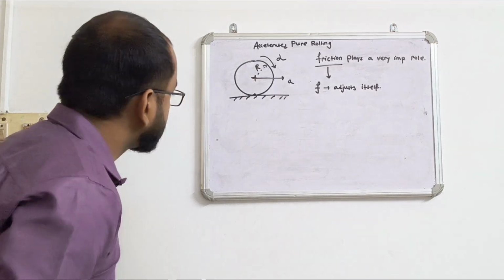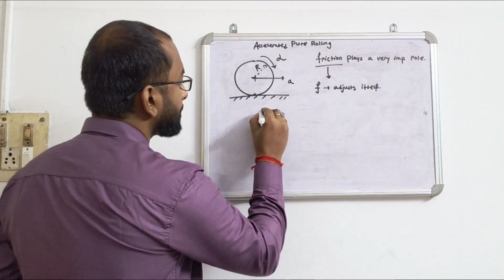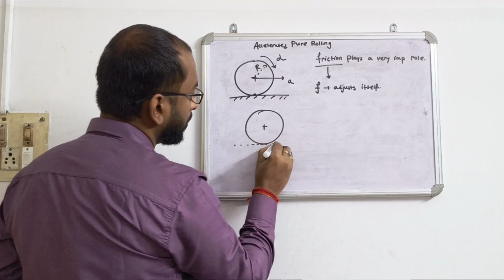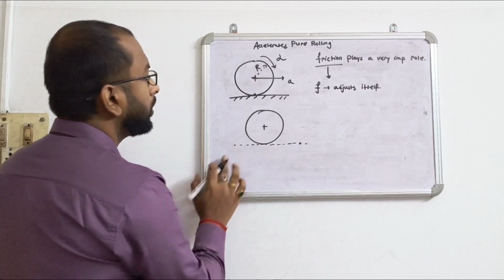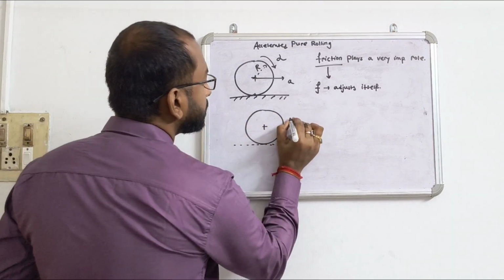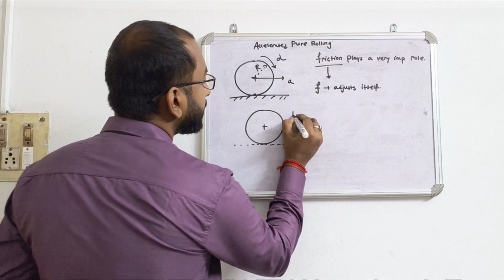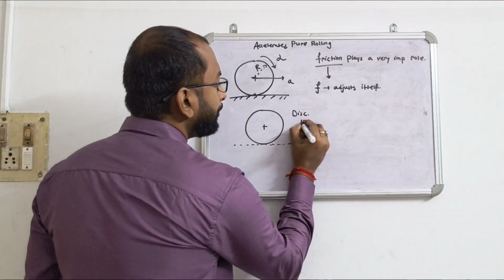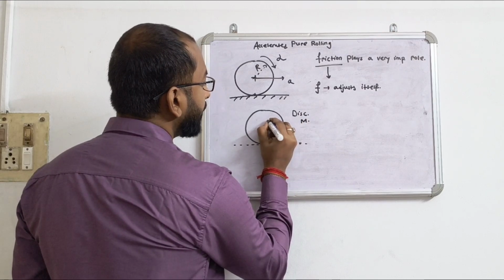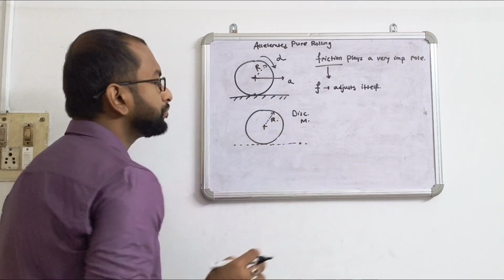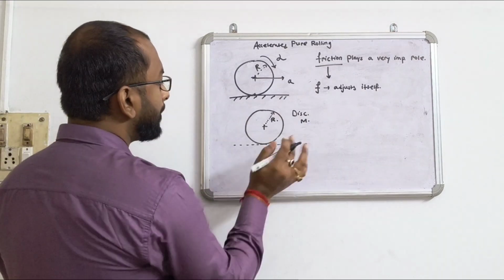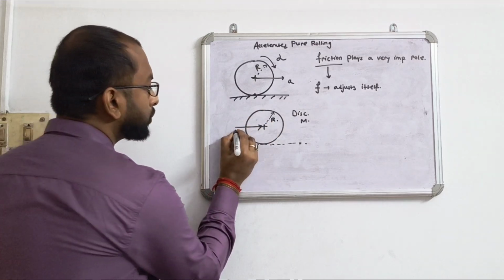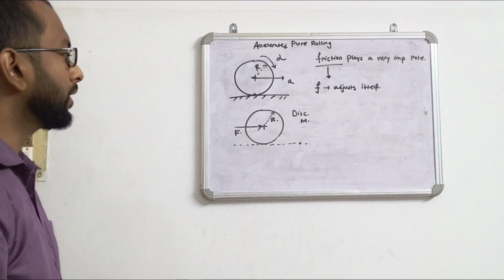So how does friction adjust? Let's say this is a disc having mass m and outer radius r. I am applying one force at any point, but here I am applying the force at the center. Let's say F amount of force I am applying at the center.